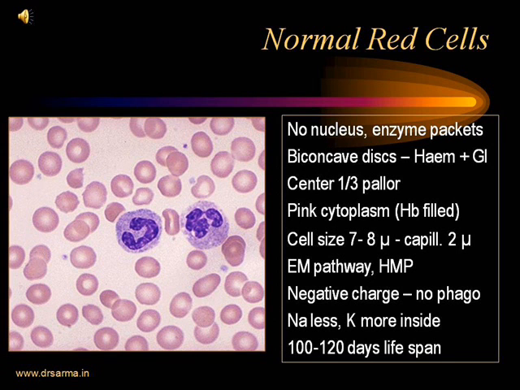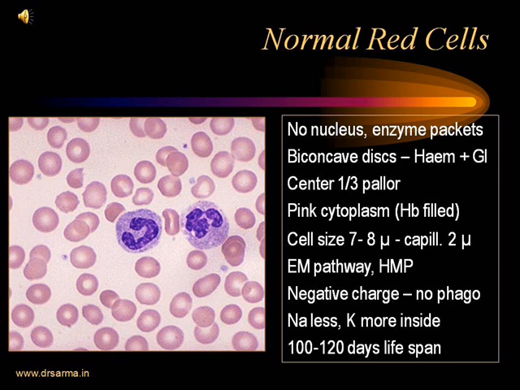As we are all aware, the red blood cells are cells packed with enzymes. They have no nucleus. These biconcave discs have hemoglobin. Hemoglobin is a combination of heme and the protein globin. The center one-third of the RBC is pale. The pink cytoplasm is the hemoglobin-filled area of the RBC. The cell size is around 7 to 8 microns.